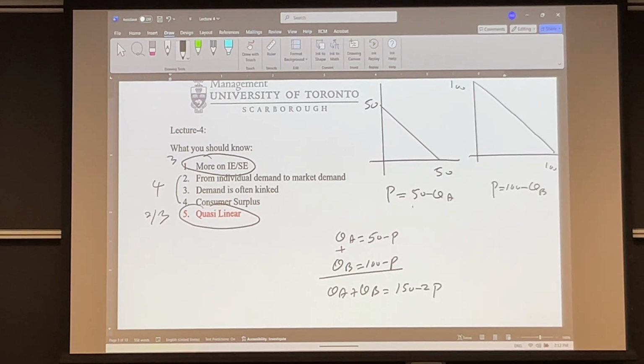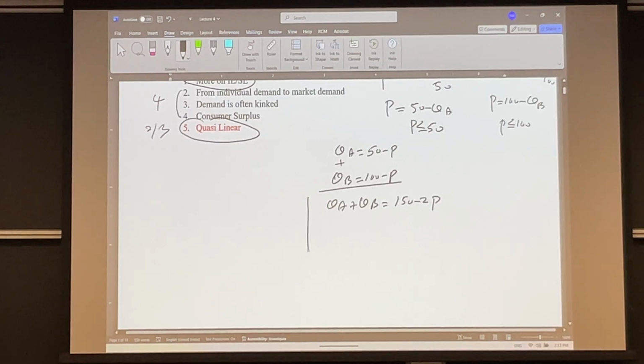That is 50. This guy's highest price is 100. They don't have the same reservation price. That will be the demand if both are in the market. But they won't be in the market for all prices. This guy leaves earlier. So this becomes the market demand when both are in the market, i.e. when the price is lower than 50. That is the market demand when the price is low enough for both to be in the market.